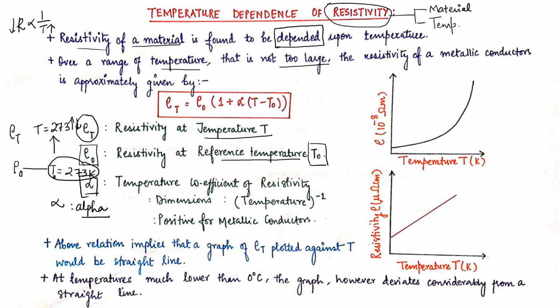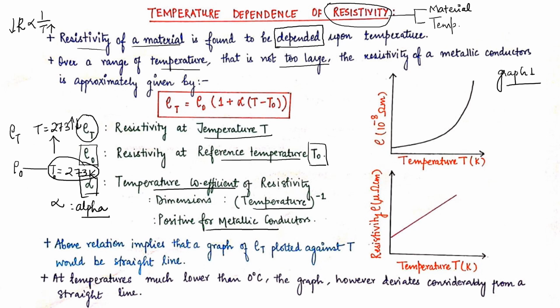Alpha is the temperature coefficient of resistivity. Its dimension is temperature inverse and it's positive for metallic conductors. It is simply given that if alpha is there and in our discussion we have metallic conductors, alpha is going to be positive. Then we'll see the graph over here.